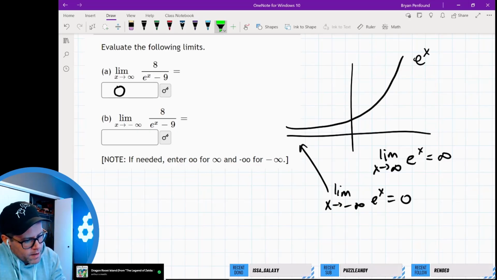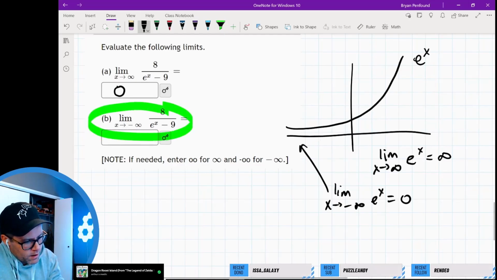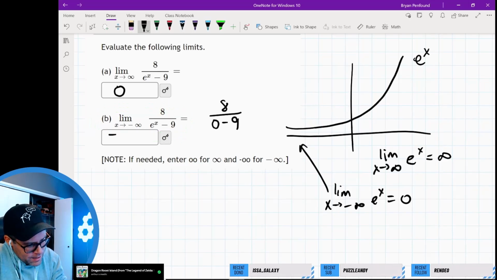And then what happens down here? So we can think about this as 8 over, this is going to tend towards 0. So this is going to tend towards -8/9. -8 over 9?